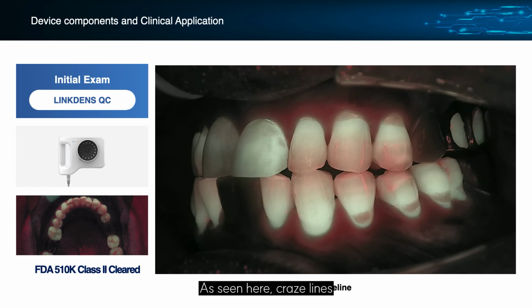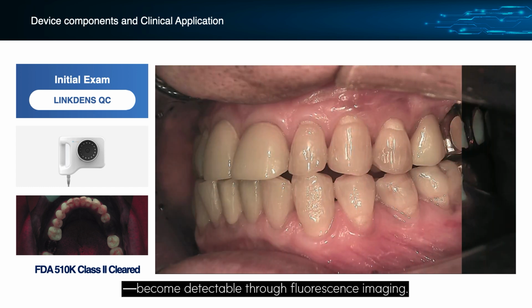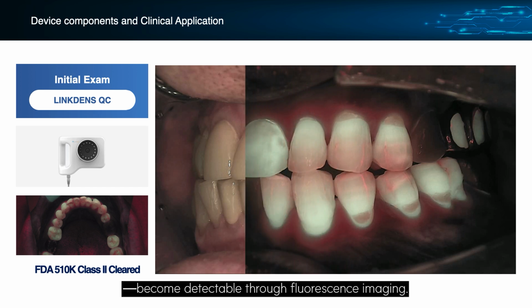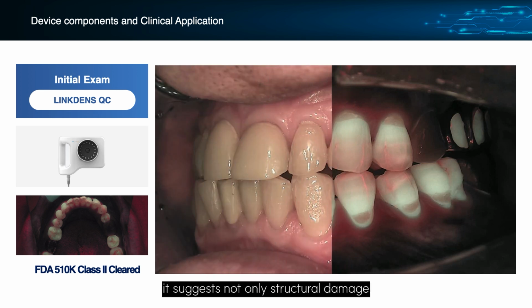As seen here, Kray's lines, often invisible to the naked eye, become detectable through fluorescence imaging. And if those Kray's lines appear red, it suggests not only structural damage but also bacterial penetration into the tooth.